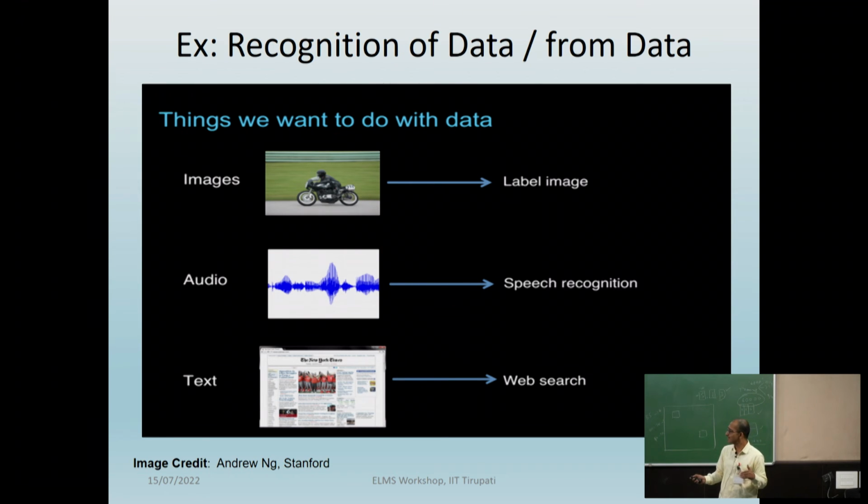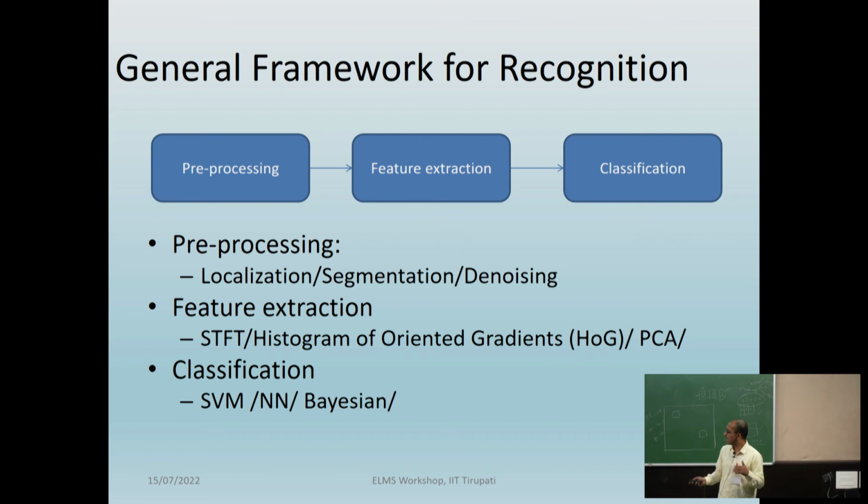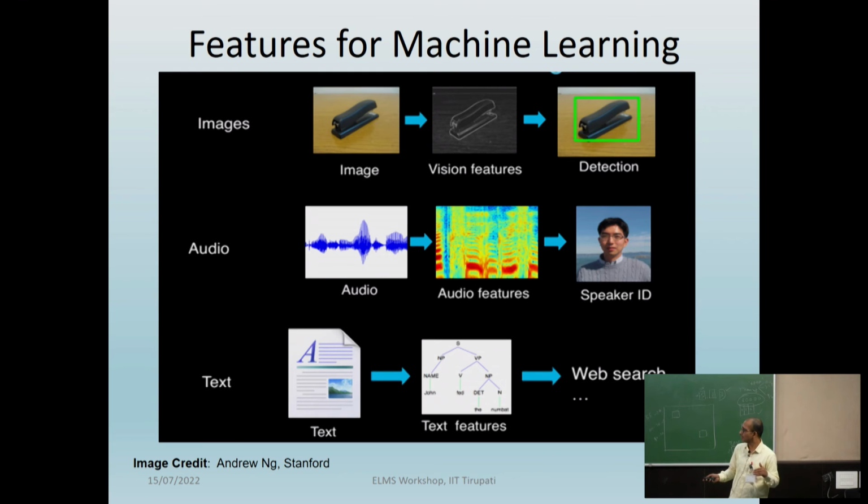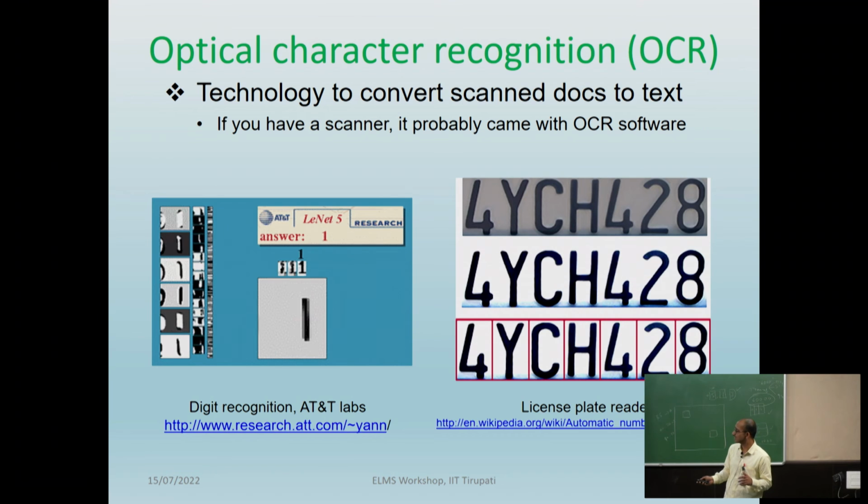There may be images, audio and text. For different kinds of data, we have different ways of extracting the information, and usually the pre-processing and feature extraction are application dependent, and the classification is not dependent on the application. So the classification is where we effectively need learning. You can see that in different domains, different kinds of processing and different feature extraction are required.